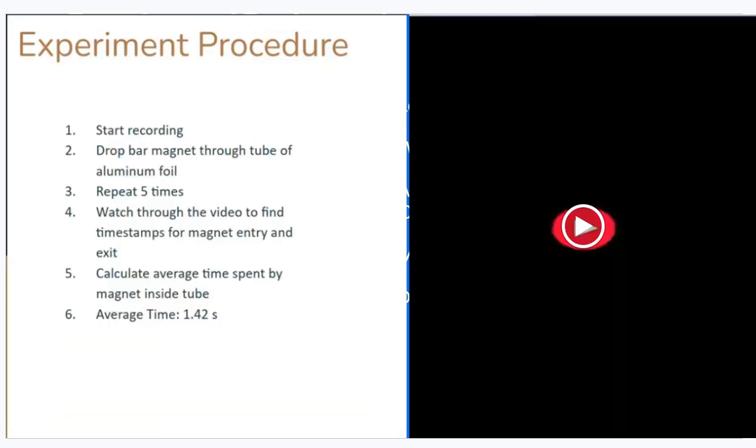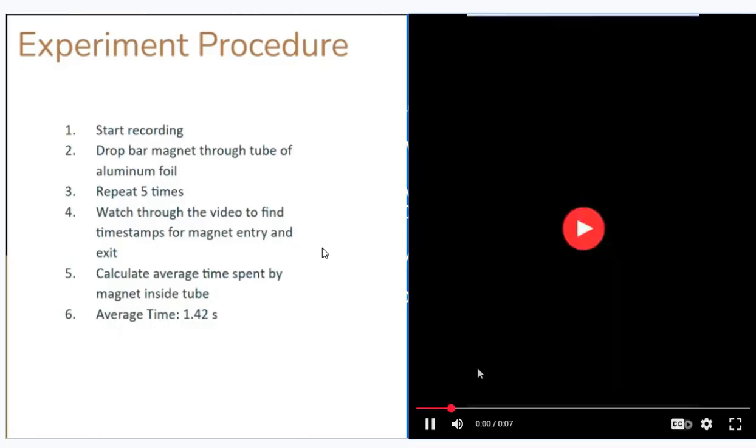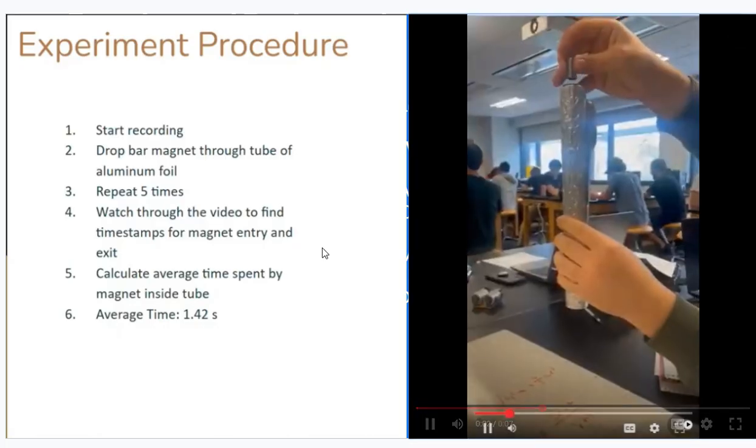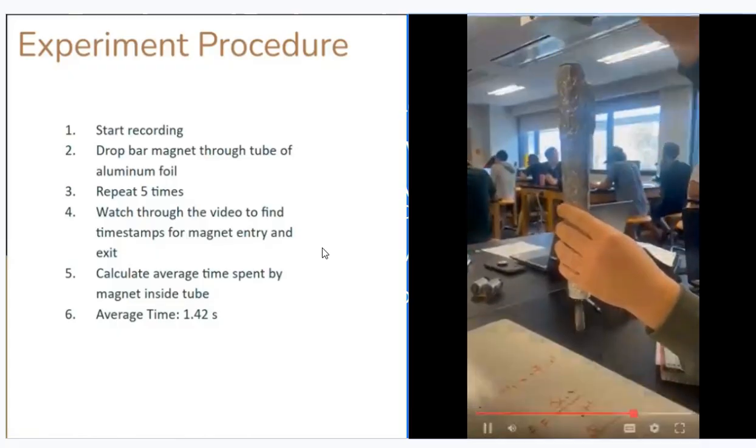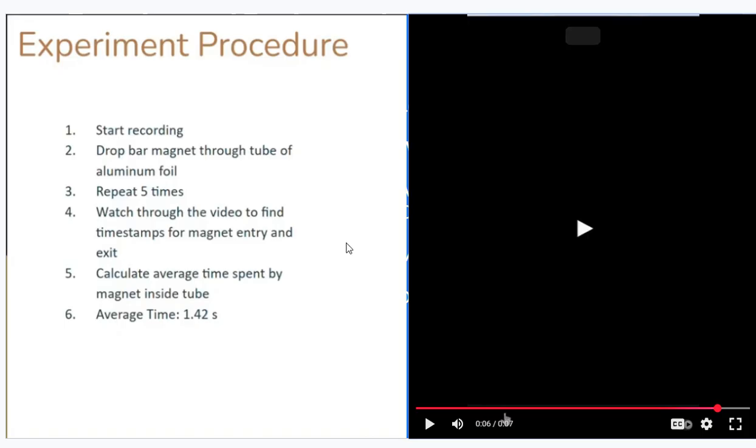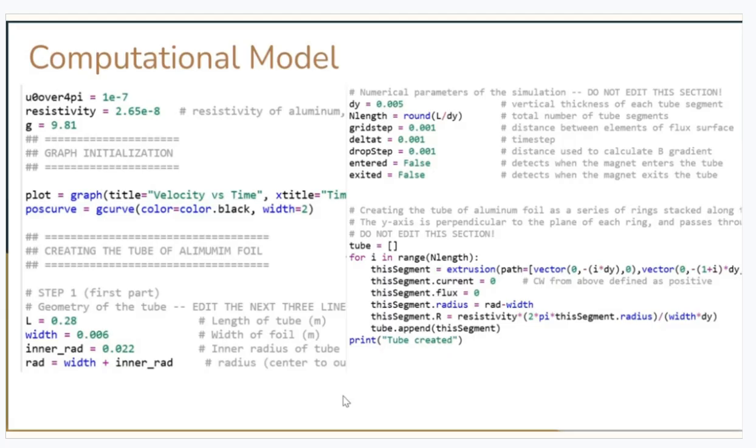Next, we have the experimental procedure. We start recording, drop the bar magnet through, and repeat 5 times to average it out. Then we watch the video for the timestamps to calculate the average time. You can see we did it here. It drops the magnet down the tube, and you see it comes out. We use the frames for that one to calculate the time.